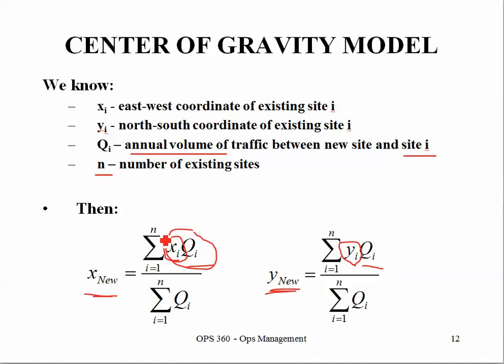So for each of those 3 sites, to determine the east-west coordinate of our new facility, we're simply going to multiply the east-west coordinate of the existing facility times the annual traffic volume of that existing facility, for I equals 1, 2, and 3, for each of the 3 facilities. Add that up here in the numerator, and then in the denominator I'll add up the sum of the traffic volumes for each of the I equals 1, 2, and 3 existing facilities. Divide the numerator by the denominator, and that will give me my east-west coordinate. And then I'll do the same thing over here for the north-south coordinate.